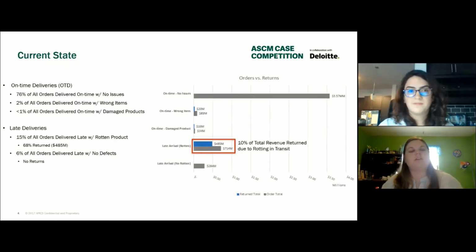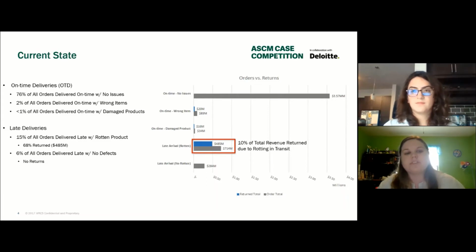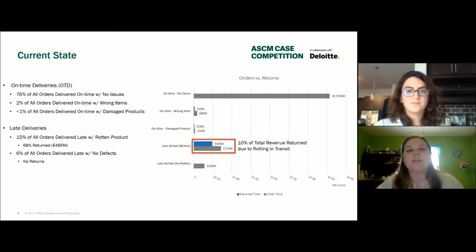So taking a look at our current state, particularly at our orders versus returns that we received, 76% of all orders were delivered on time with no issues. The other 3% of on-time deliveries did have some type of wrong item included in the order or damaged products.